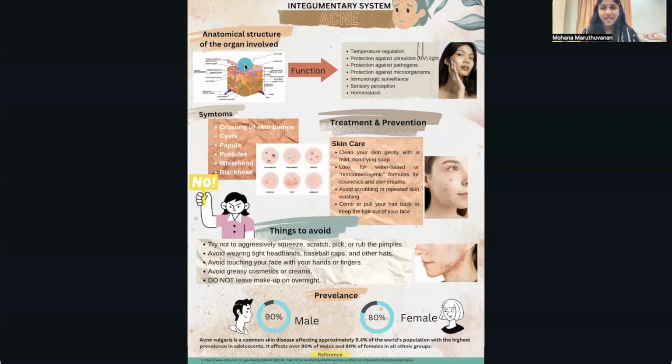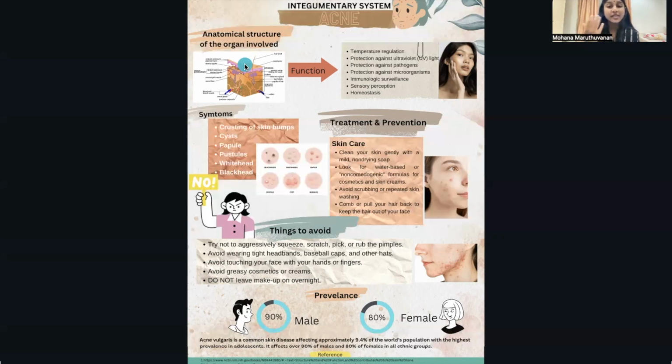tissues. Its functions include temperature regulation and protection against ultraviolet, which is the UV light, trauma, pathogens, microorganisms, and toxins. The skin also plays a role in immunologic surveillance, sensory perception, control of insensible fluid loss, and homeostasis in general. The skin is also highly adaptive, with different thickness and specialized functions in different body sites.